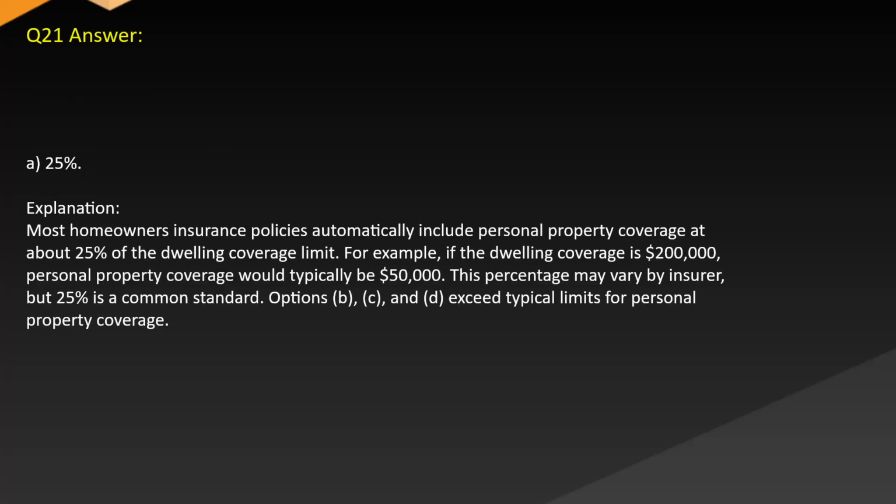Answer A. 25%. Explanation: Most homeowners insurance policies automatically include personal property coverage at about 25% of the dwelling coverage limit. For example, if the dwelling coverage is $200,000, personal property coverage would typically be $50,000. This percentage may vary by insurer, but 25% is a common standard. Options B, C, and D exceed typical limits for personal property coverage.